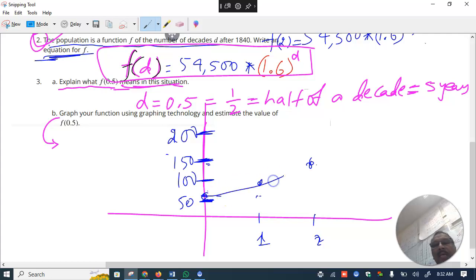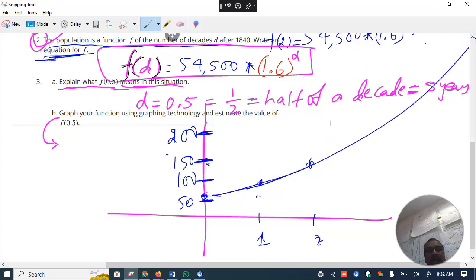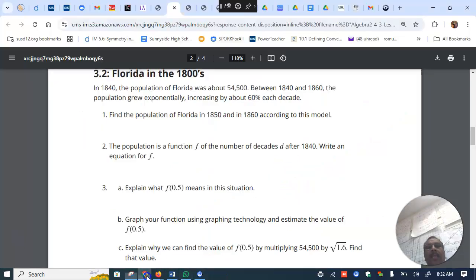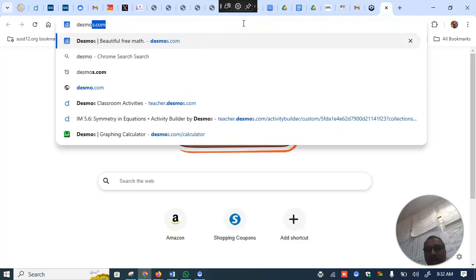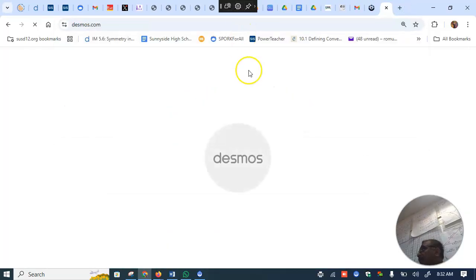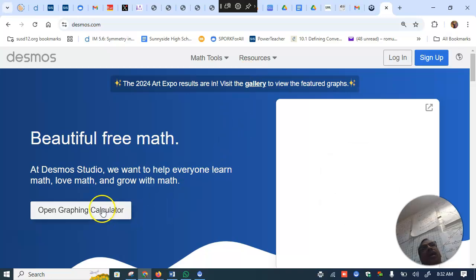So the population is growing something like this. It's just going this way. But then let's go to desmos.com. So let's open desmos.com. Click on the calculator.